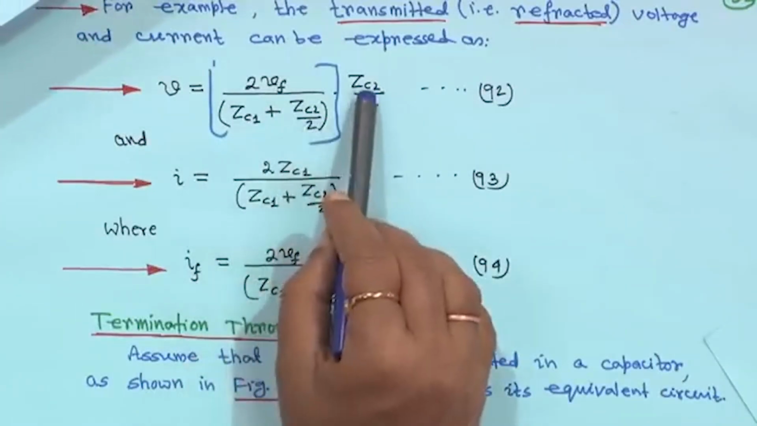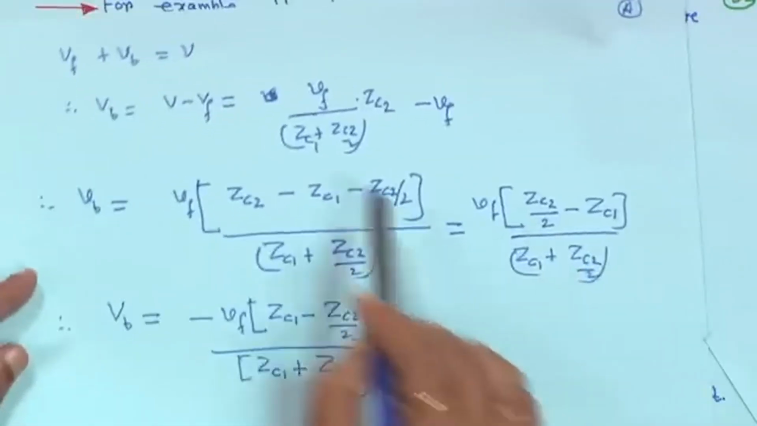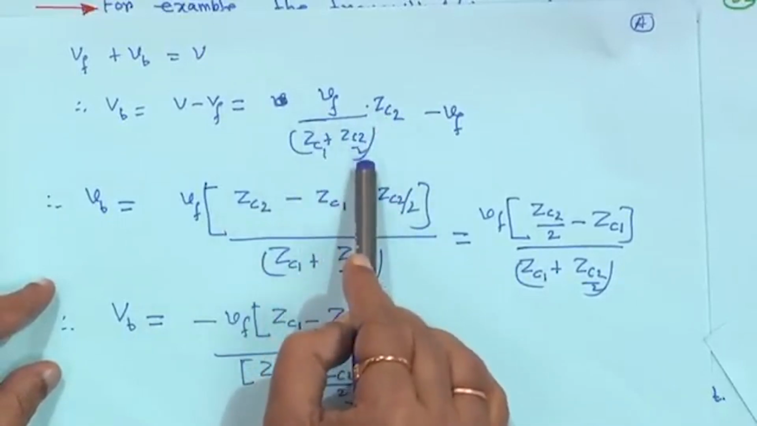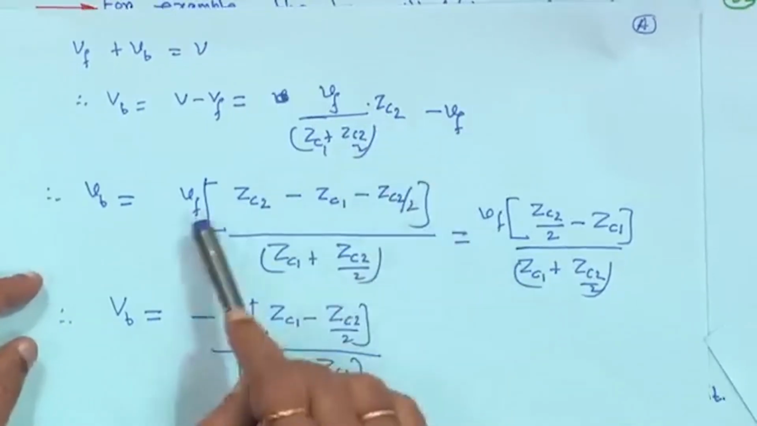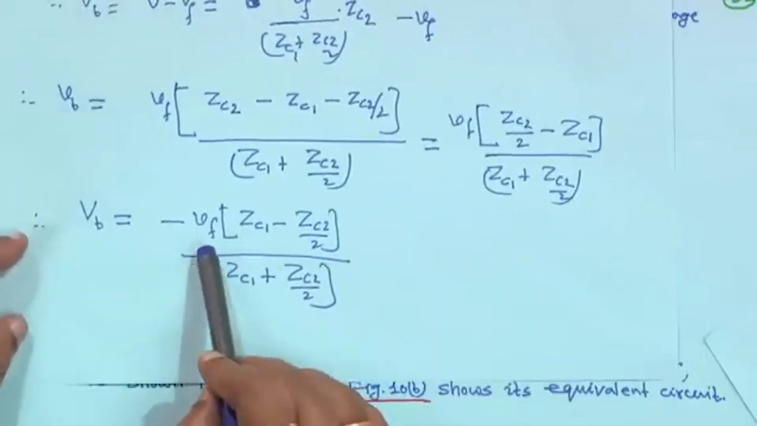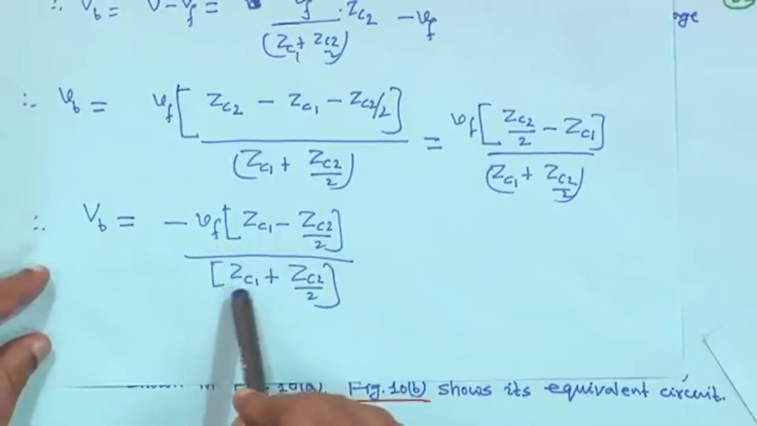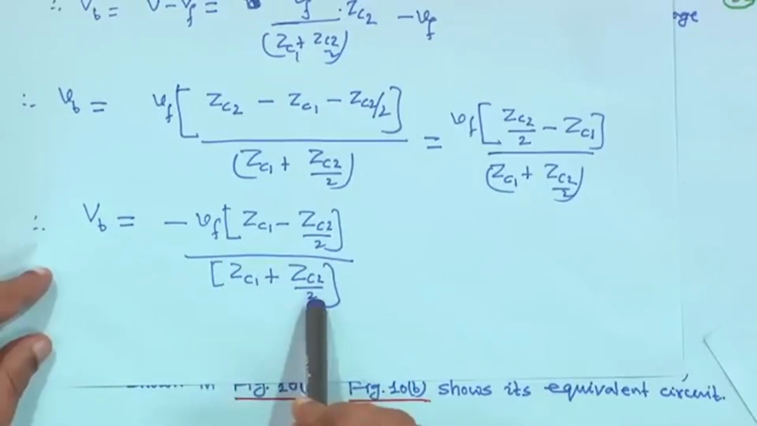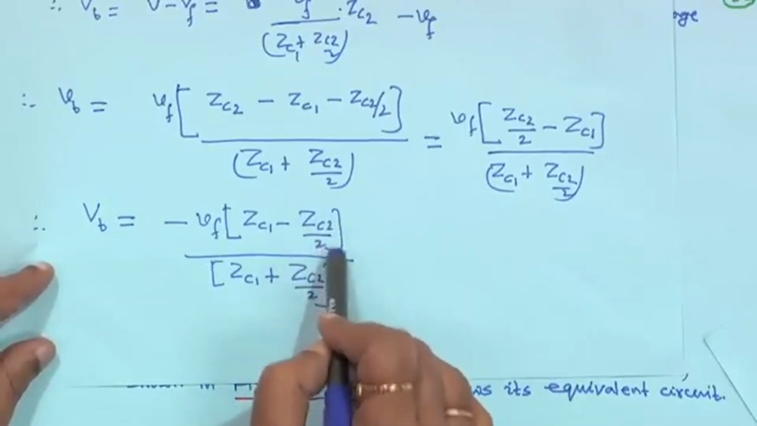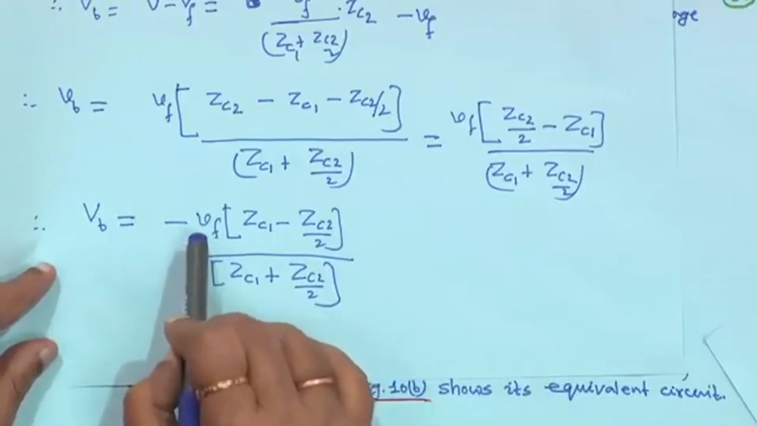So, the 2 will be cancelled. Basically V will be Vf into Zc2 divided by Zc1 plus Zc2, minus Vf. If you simplify this, you will get Vb is equal to minus Vf into Zc1 minus Zc2 by 2, divided by Zc1 plus Zc2 by 2. Same as before, the only thing is that Zc2 is replaced by Zc2 by 2 and there is a minus sign, because it is a reflected wave. So, negative sign.